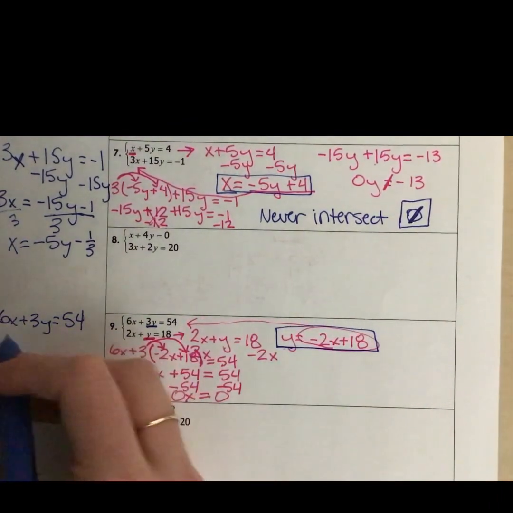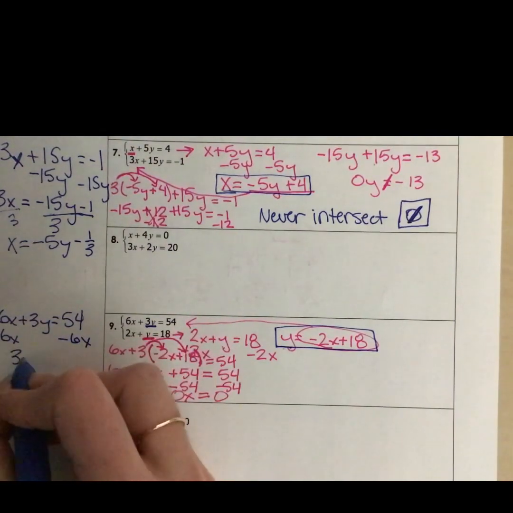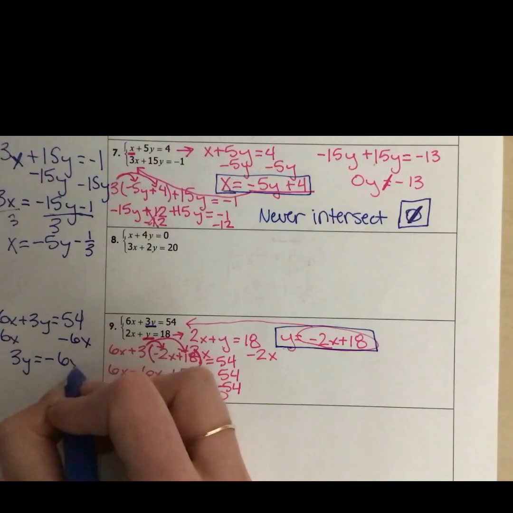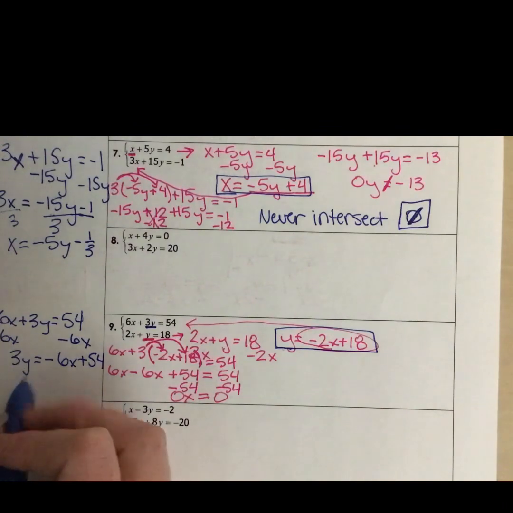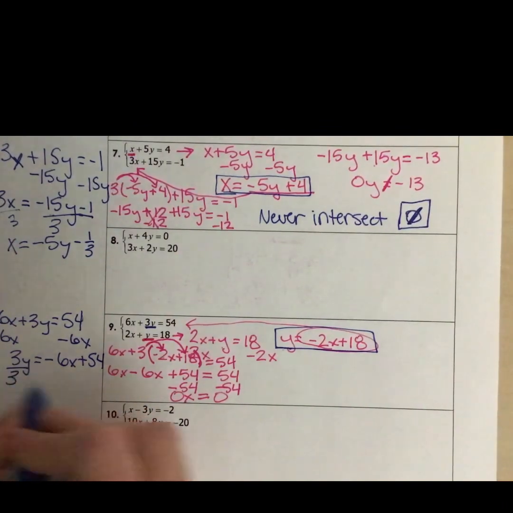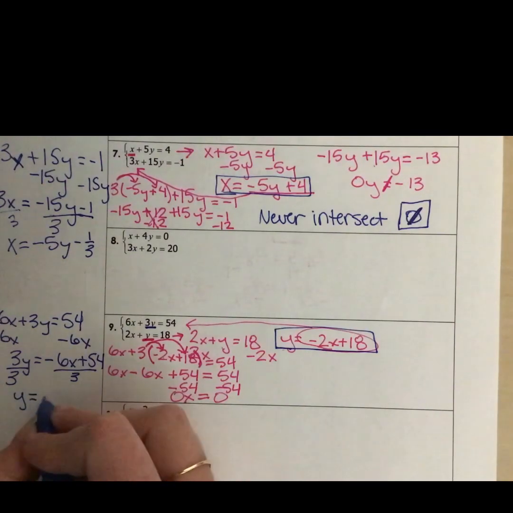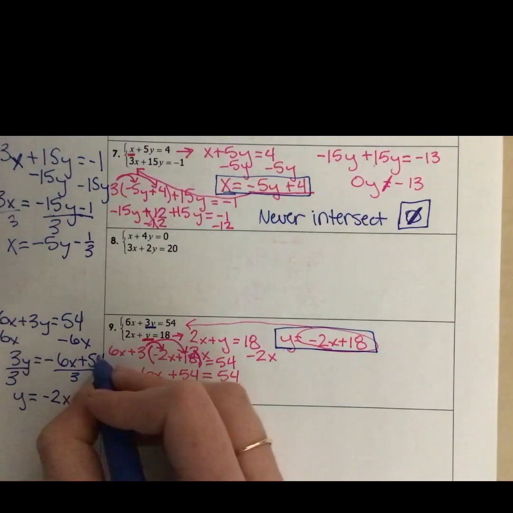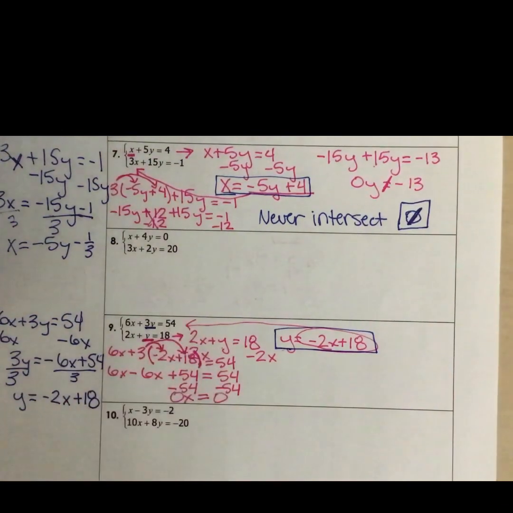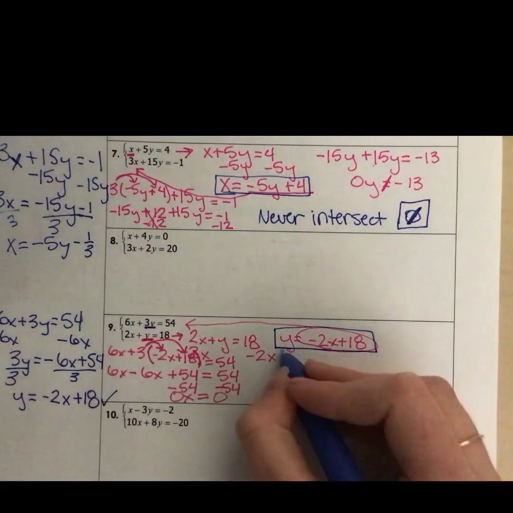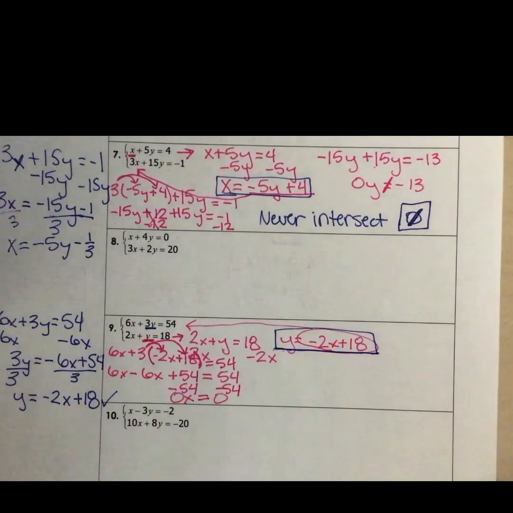So I want y by itself. I'm going to subtract 6x from both sides. I get 3y equals negative 6x plus 54. And I don't want 3 y's, I want just 1. So I need to divide both sides by 3. And I get y equals negative 2x plus 54 divided by 3 is 18. This is the exact same thing that I had over here. In other words, these are the exact same equation.